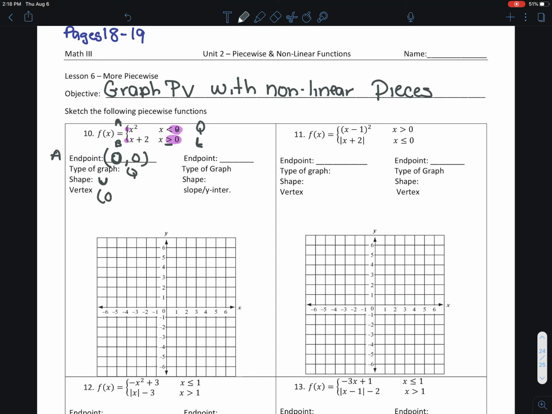The type of graph is x squared, so it's quadratic, so it has a U shape, and x squared will have a vertex at 0, 0. So I know my graph is going to start at 0, 0, because that's my endpoint. And because it's a parabola, y equals x squared, I know from 0 to infinity, it's going to look like a parabola.